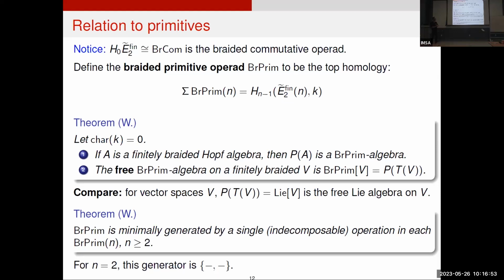So again, it's a tower of spaces. So this becomes an operad in vector spaces. So I can finally tell you a theorem. If we're working in characteristic 0, and if A is a finitely braided Hopf algebra, then its primitives form an algebra over this. And let me argue that this construction is right by saying that the free algebra over this operad is equal to the primitives in the tensor algebra.